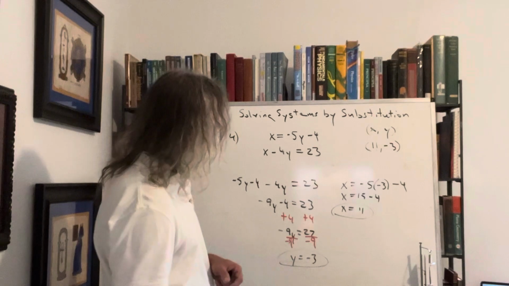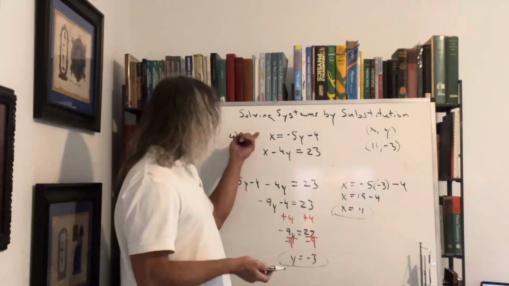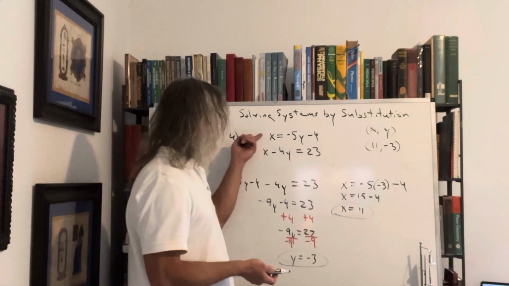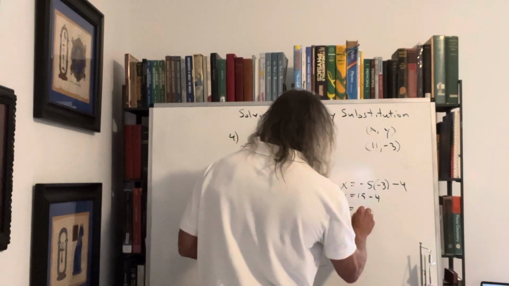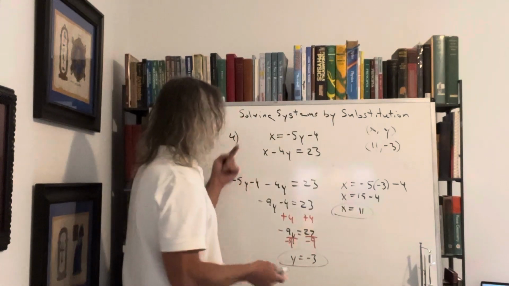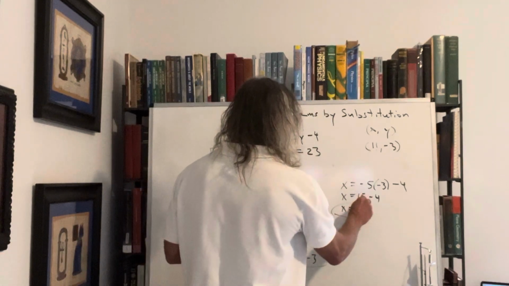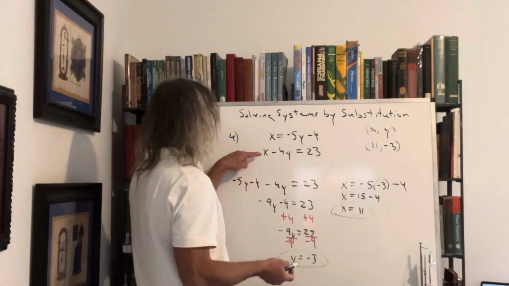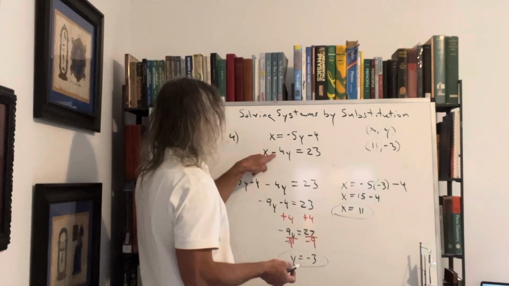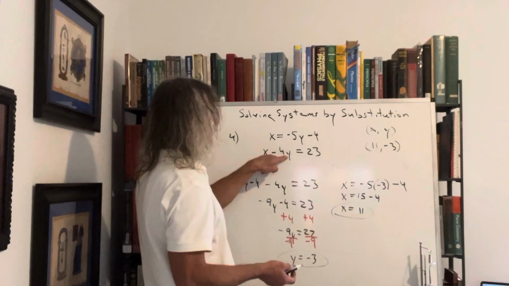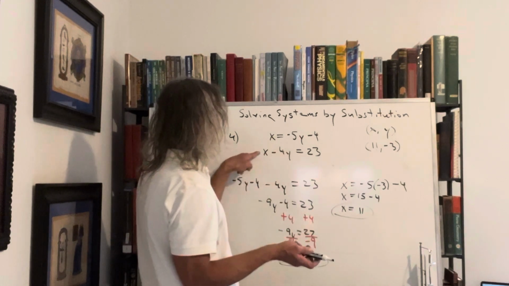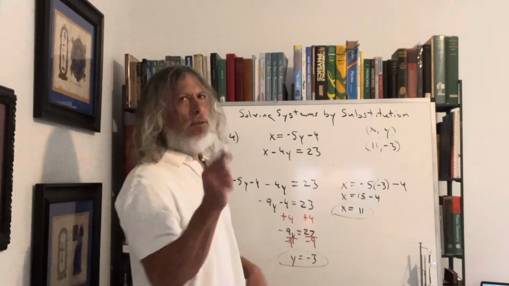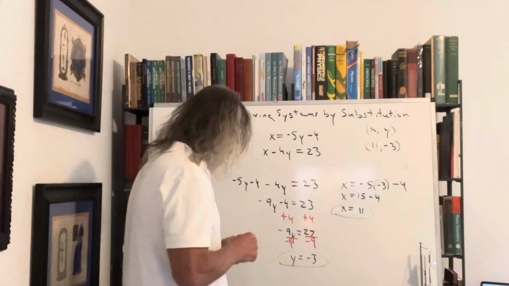So (11, -3). We got it from this one. We can check to make sure. You can do that on your own. If I put it here, -4 times -3 is a positive 12. 11 plus 12 is 23. Check. Okay, I'll do one more.